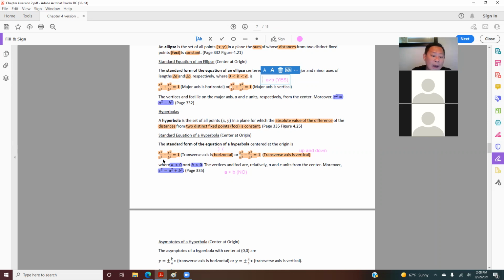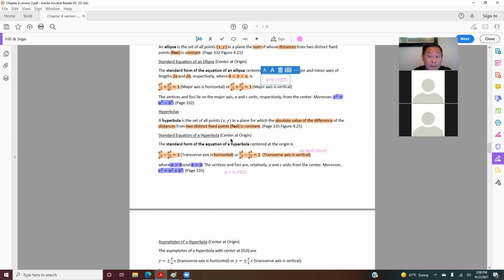If you notice, the positive one is always A squared and the negative one is B squared, depending on where your X and Y are. But for the ellipse, make sure you know that your A is the bigger one, which will be either X or Y depending on where you put it. So that is the difference between ellipses and hyperbolas. Make sure you guys know this. This is quite important here. A lot of students get this confused and say, oh, this A has to be greater than B, like the ellipse.